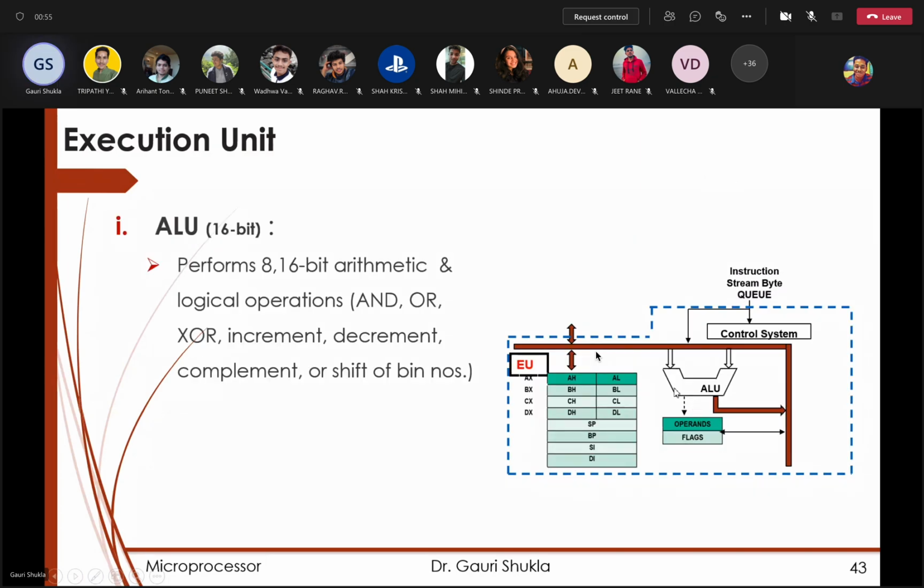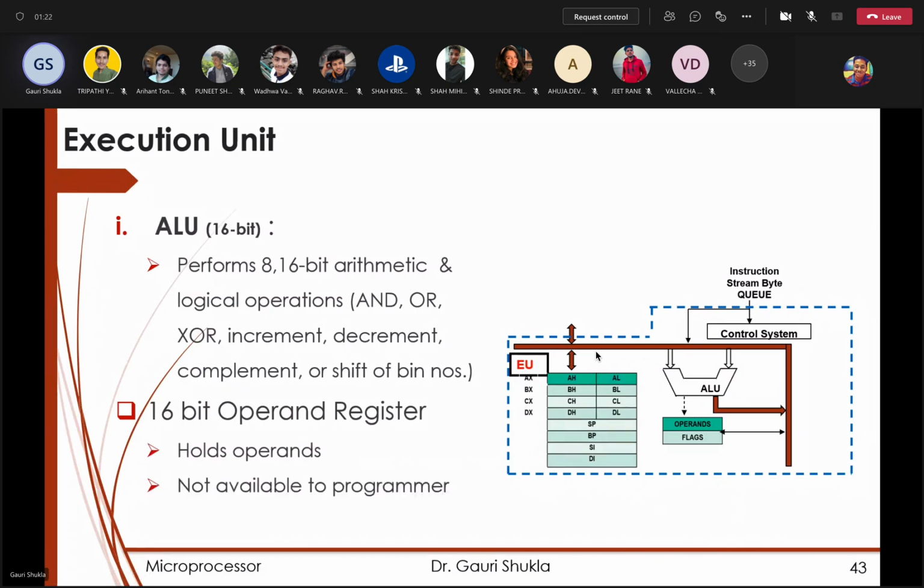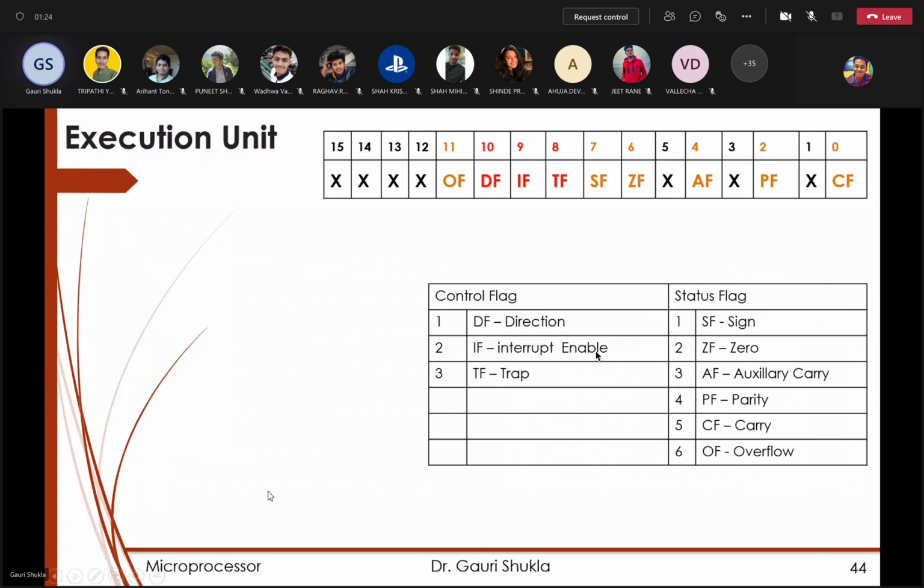So first, ALU. As you already know, ALU performs as 8-bit or 16-bit. That is the advantage of 8086, that it can perform 16-bit arithmetic and logical operations. That means AND, OR, increment, decrement, complement, and so on. It has a 16-bit operand register which holds the operand, which is not available to the programmer. So this is the part which we have covered.